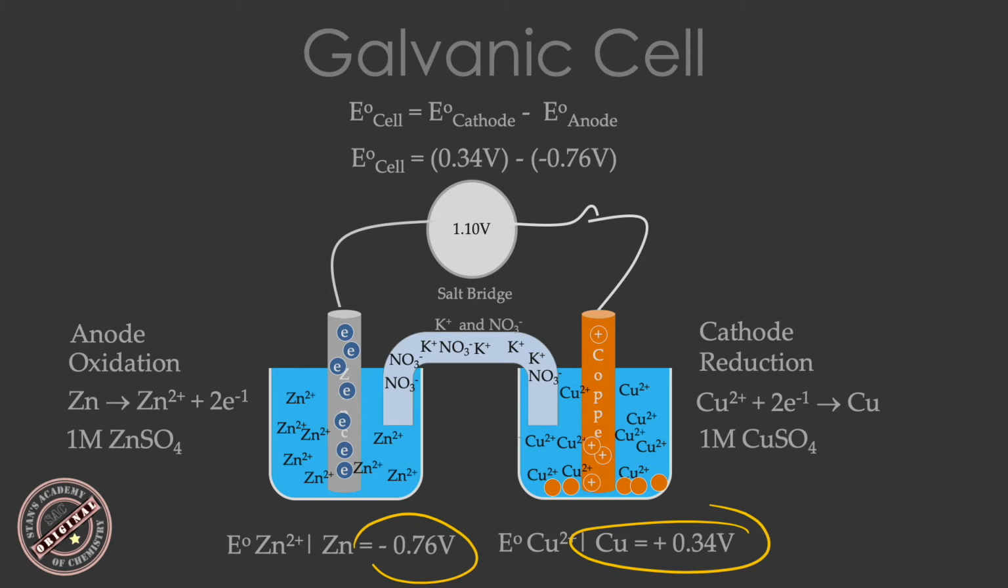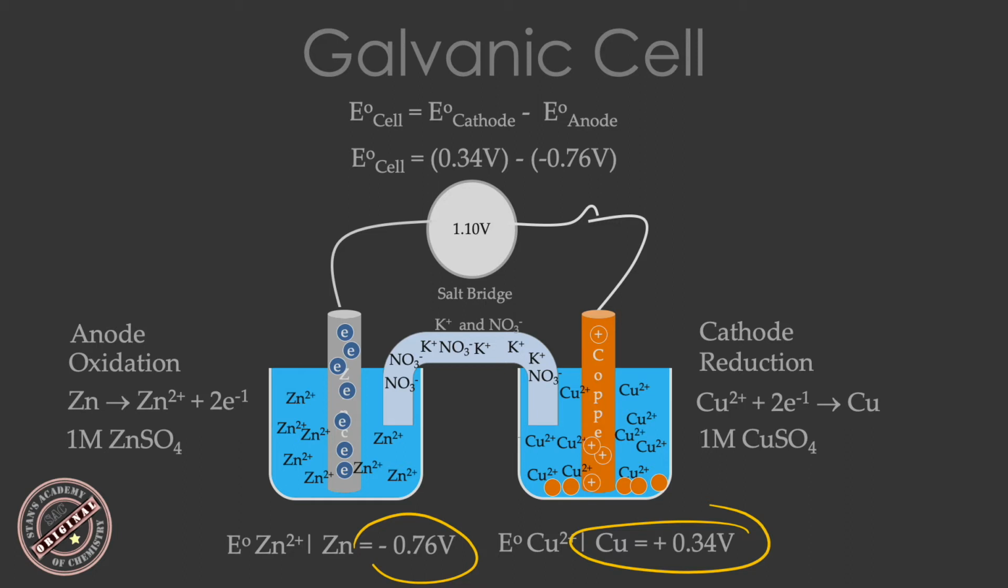Now, by looking at these values, we can determine which electrode will undergo oxidation and which electrode will undergo reduction. The larger the standard reduction potential value, the greater is its tendency to undergo reduction. So in this case, copper has a larger value, 0.34 volt, whereas zinc at minus 0.76 volt is a lower value. Therefore, copper has a greater tendency to undergo reduction in comparison to zinc.